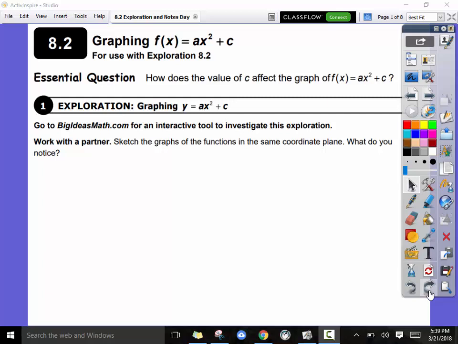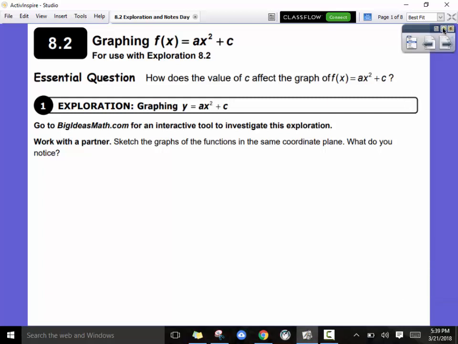Okay, we're going to go ahead and look at graphing some more quadratics. So remember those U-shaped parabolas. And so you're going to need your laptop not only to watch this video, but also to use Desmos here. So we're looking at how the value of C affects the graph of an equation where there is a C value.